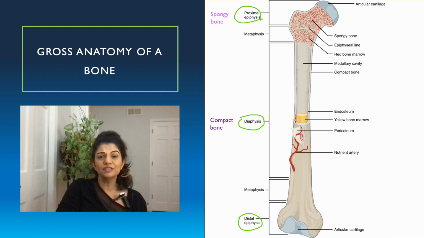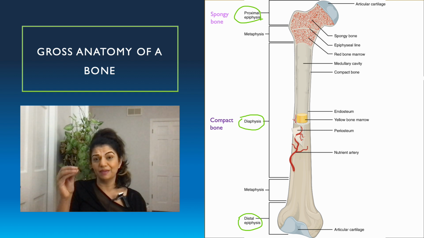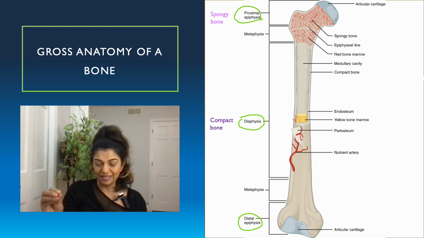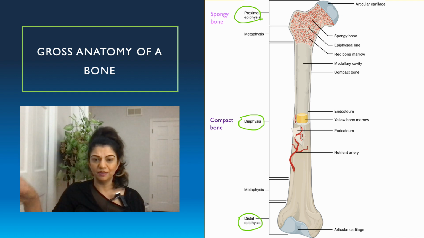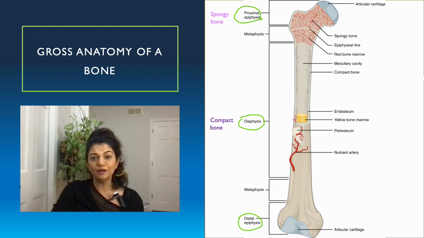So the interesting thing about this, or the distinction here, is the epiphysis is made of spongy bone, right? Compact bone was the diaphysis, and spongy bone is what you find in the epiphysis, because this is where growth occurs. And this is where you're going to find red bone marrow, and hematopoiesis will occur also.